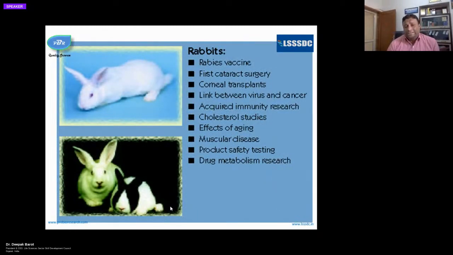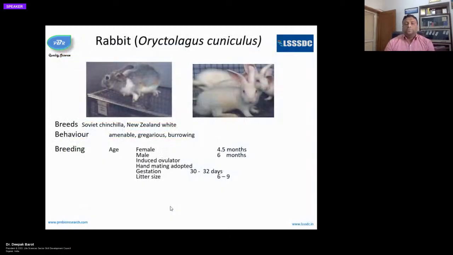Another well-known, well-accepted, highly studied species in preclinical is rabbits. For all ophthalmological studies, for vaccines, for antibody production, for acquired immunity research, cholesterol studies, all the studies are done in rabbits. They're called Oryctolagus cuniculus, their scientific name. Most common strains are New Zealand White and Soviet Chinchilla, and the breeding age is around 4.5 months for a female, and a male takes around 6 months to be able to mate.